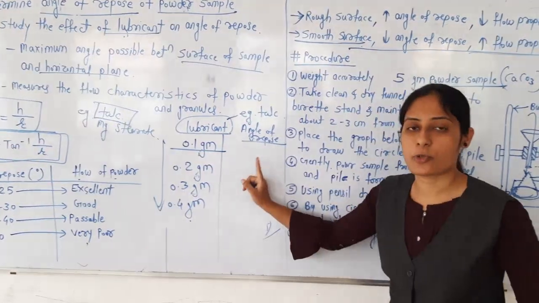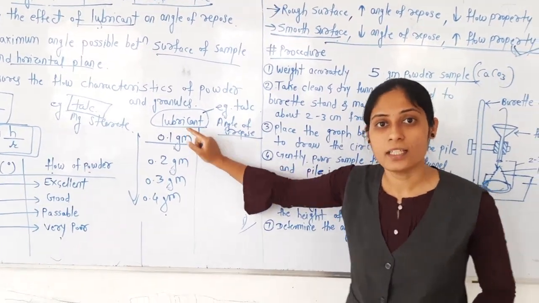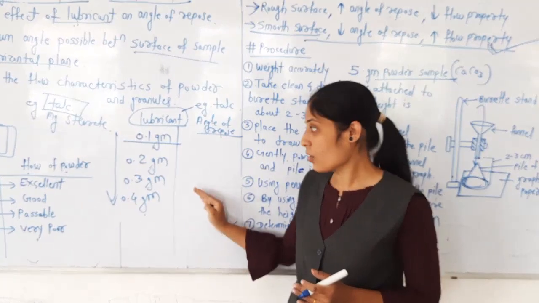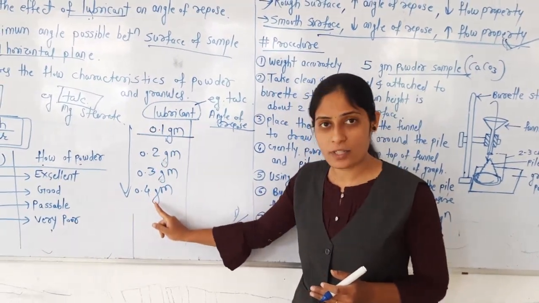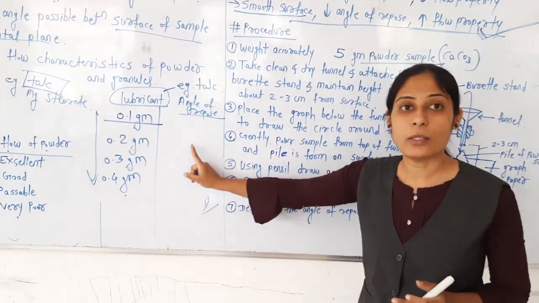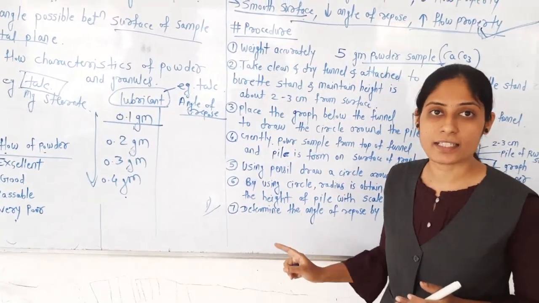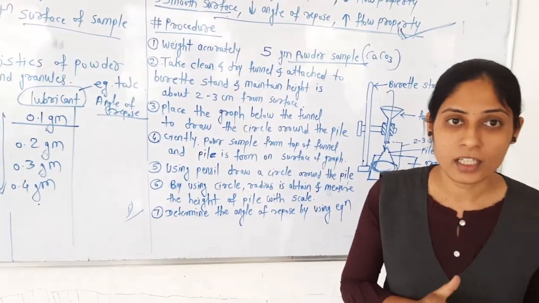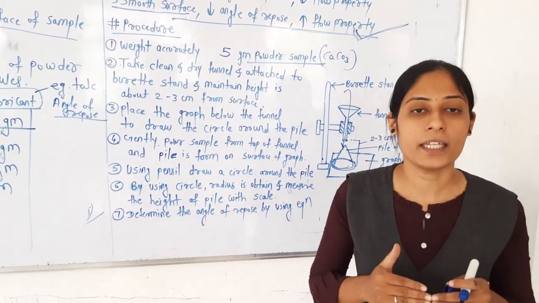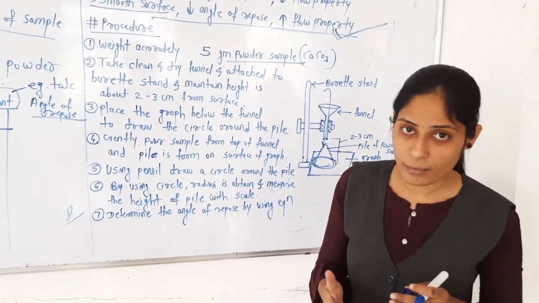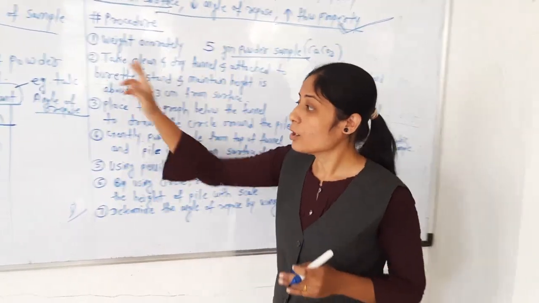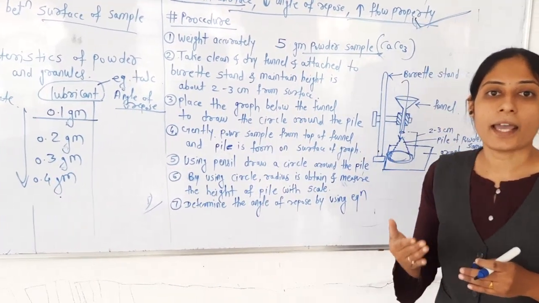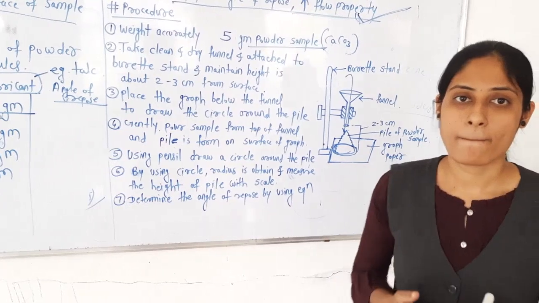They are inversely proportional, because when we add the lubricants, the flow properties increase and the angle of repose value decreases. So first we determine the angle of repose without addition of lubricant, taking only the powder sample. After that we add the lubricant in these 4 concentrations, and then determine the second angle of repose.